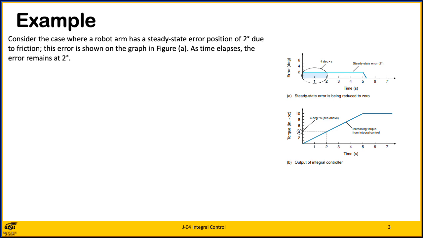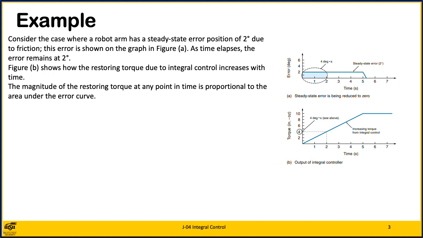Let's look at an example. Consider the case where a robot arm has a steady-state error position of 2 degrees due to friction. This error is shown on the graph in figure A. As time elapses, the error remains at 2 degrees. Figure B shows how the restoring torque due to integral control increases with time. The magnitude of the restoring torque at any point in time is proportional to the area under the error curve.